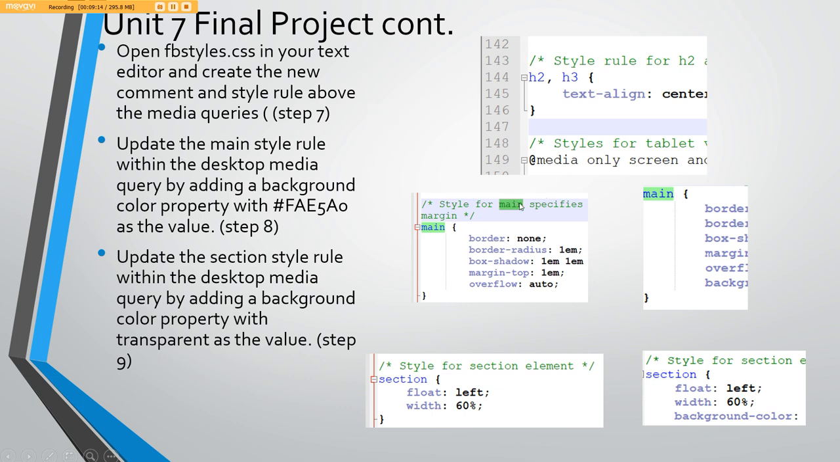Then you're going to update the main. So here's our style for main, and it wants you to add a background color. If you look at this, there's no background color, but here it is. Then you're going to update the section style rule by adding a background color with transparent as the value. And I didn't give you the whole code, you have to look that up.